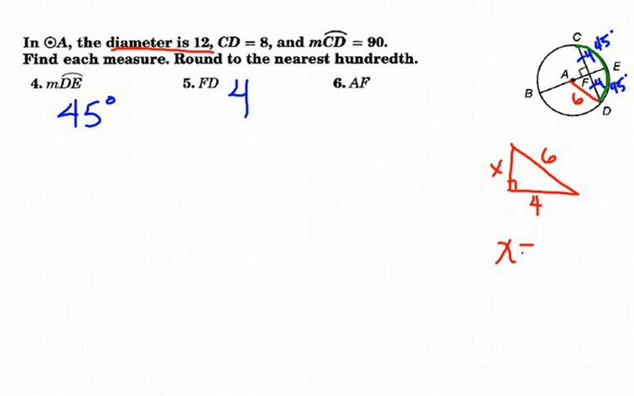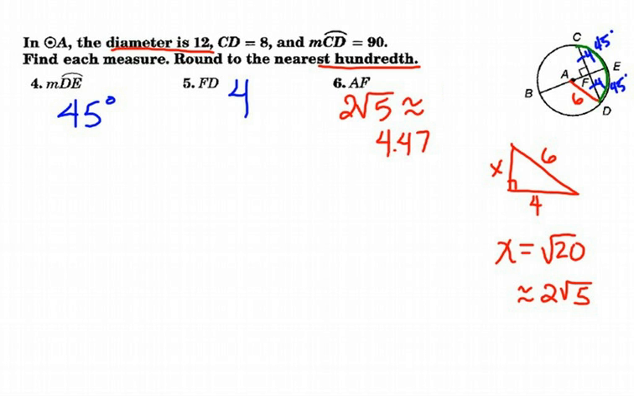So I get x as root 20, which most of the time on quizzes and tests, I'm probably going to ask for simplified radical form. So that reduces to 2 root 5. But they asked me for nearest hundredth, so I'm going to go ahead and put that in the calculator. And I get 4.47.